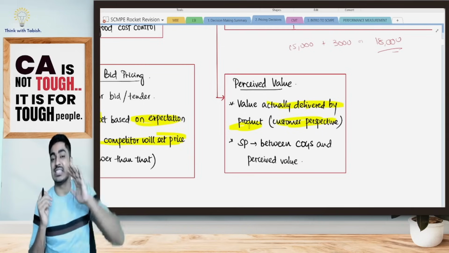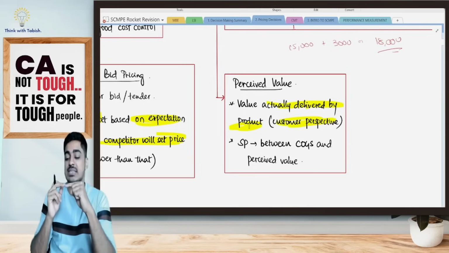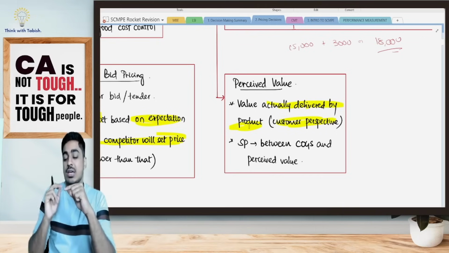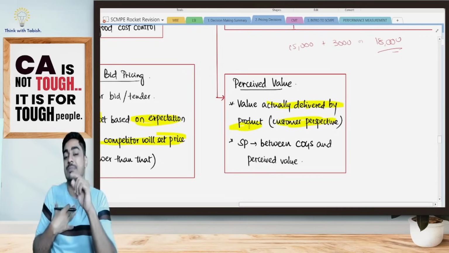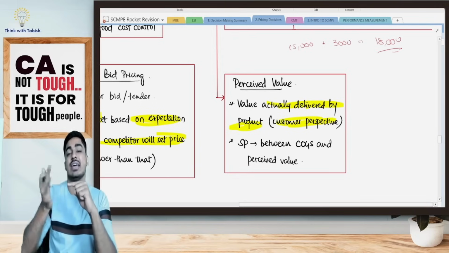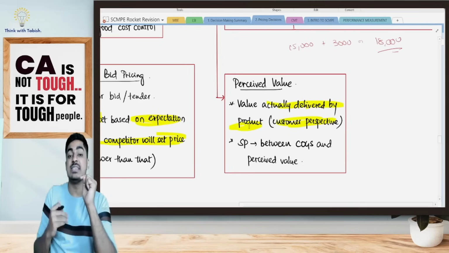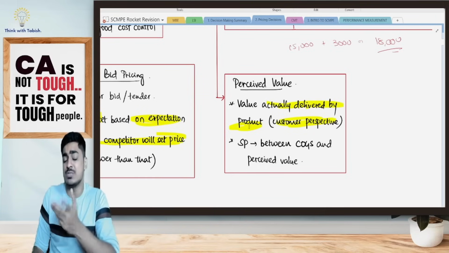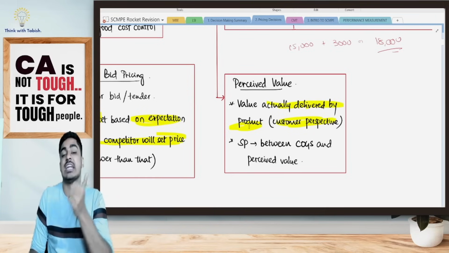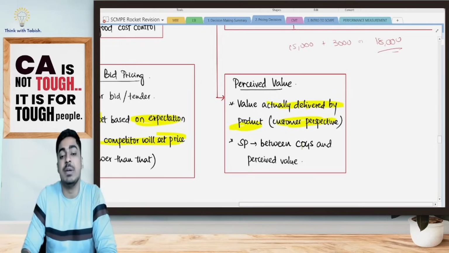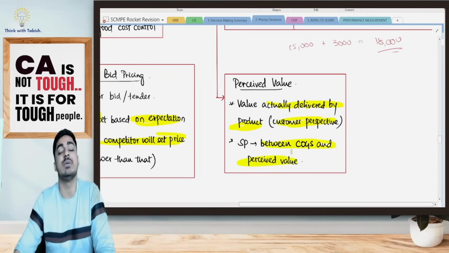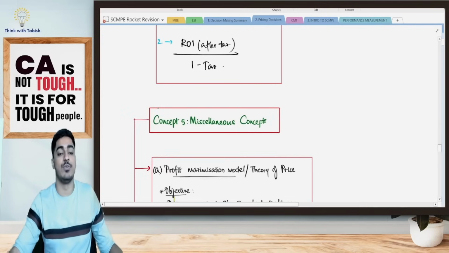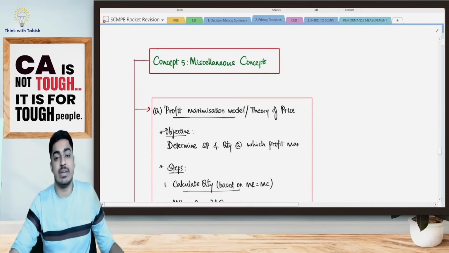Now, how do we set the selling price, students? If my selling price is set beyond my perceived value, the customer will not purchase. The customer is saying the benefit I'm having is 16,000; if I set my selling price beyond that, the customer will not buy. If my selling price is set below my cost of goods sold, the supplier will not sell. He'll tell, 12,000 is my cost, below that I will not sell. That means my selling price should be between my cost of goods sold and my perceived value. Is it clear, everyone? This was my concept 4, telling how I determine my selling price.